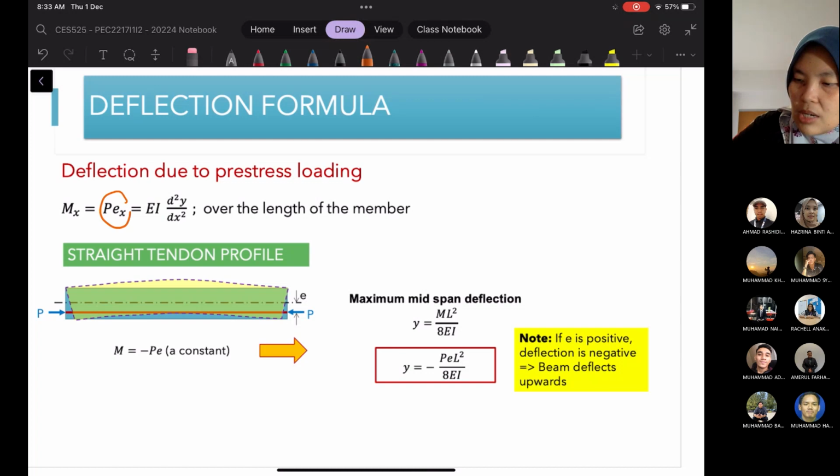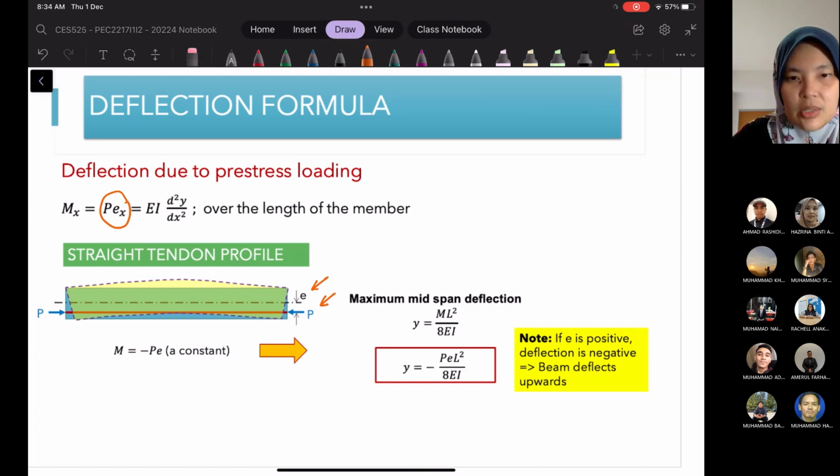Okay, so basically we are going to calculate using the P and also the eccentricity value over the length of the member. So what we can see here is one example, this is the equation that we are going to use for the straight tendon profile. As for this equation, we have P, which is our pre-stressing force, and also we have E, which is the eccentricity. So this is not the actual stress, which sits right at the neutral axis, right?